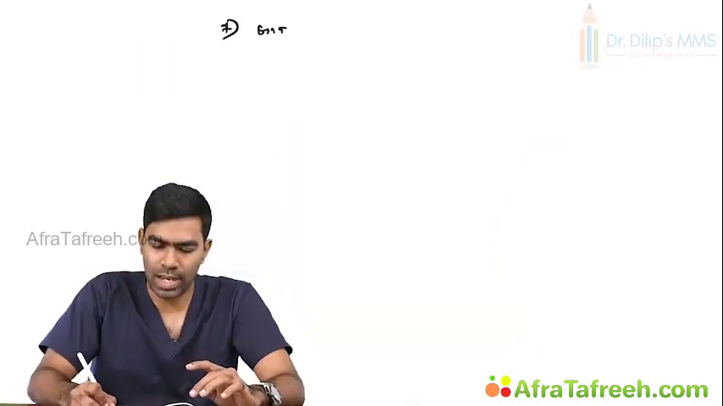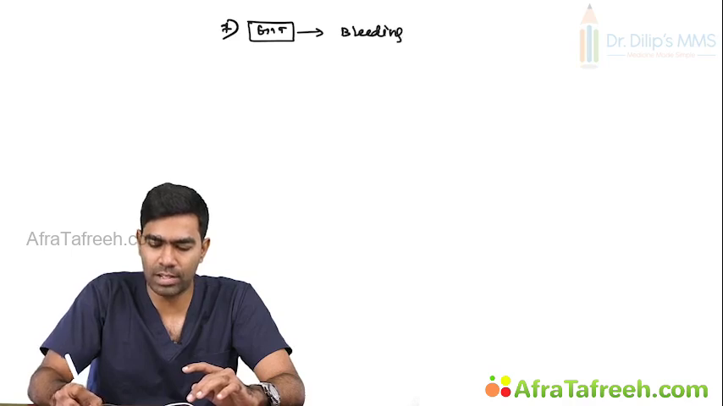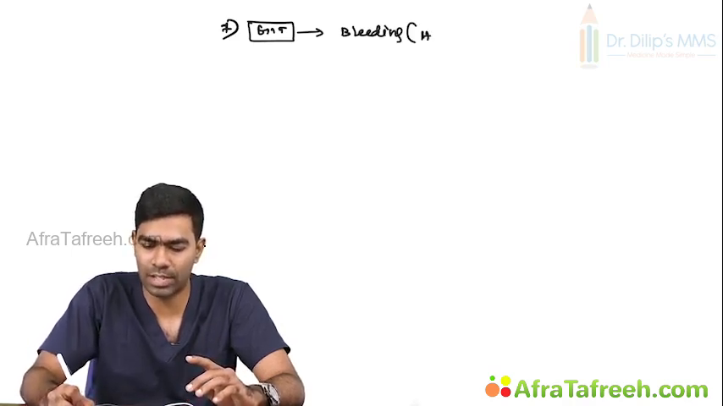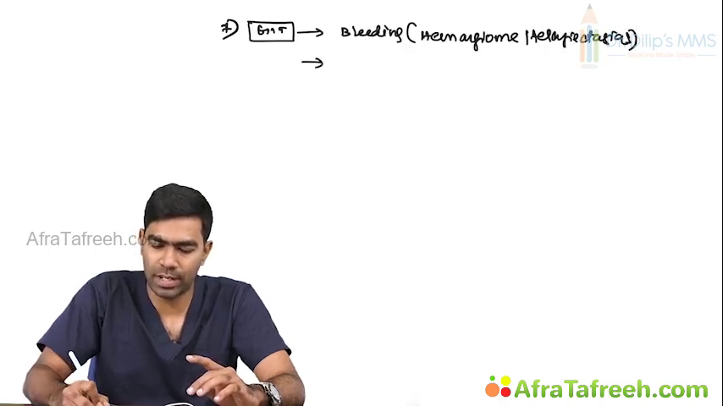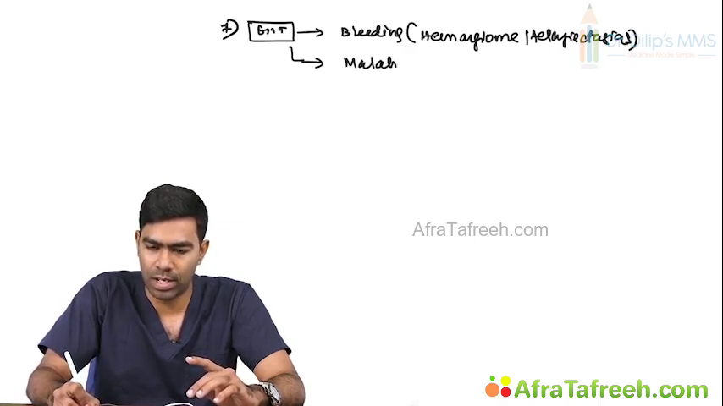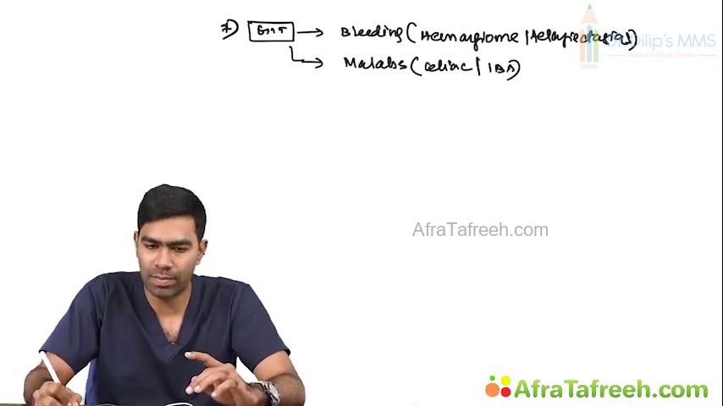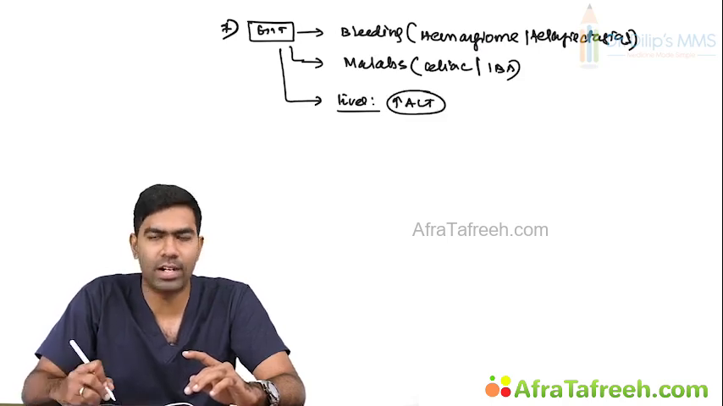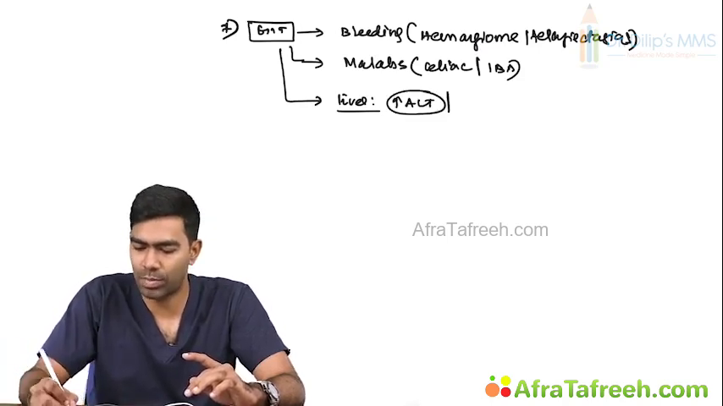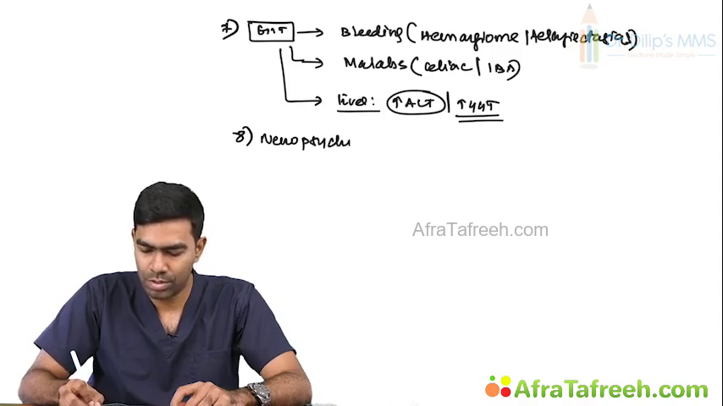So then you can have gastrointestinal tract abnormalities. They can go for GI bleeding, and this GI bleeding is because these patients have increased risk of developing hemangiomas and telangiectasias in the GIT. And these patients may develop malabsorption, due to increased risk of developing celiac disease and inflammatory bowel disease. And they can have some hepatic issues also, where the patient tends to have elevated liver enzymes like ALT and gamma-glutamyl transferase. And these patients also tend to have a variety of neuropsychiatric issues.